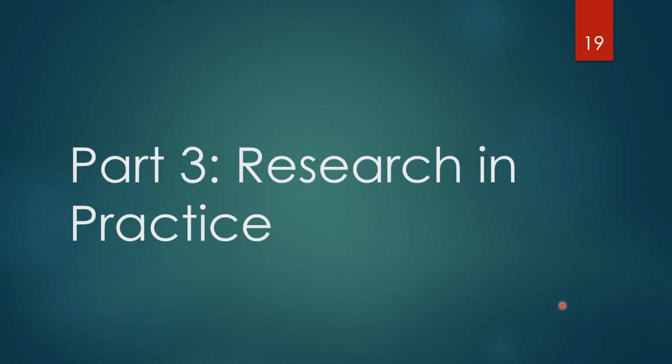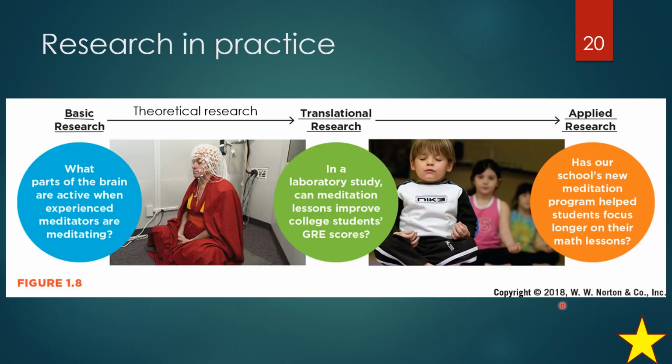So you've learned the basics of what research is, and you've learned about what empiricism is. So let's take a look at what research looks like and different types of research. First up, let's think about what research is in practice. We've got three different types of research here for you. On the left, you've got basic research.